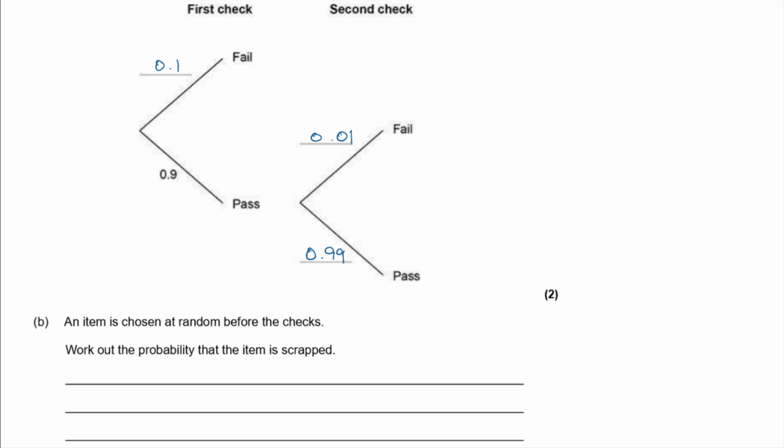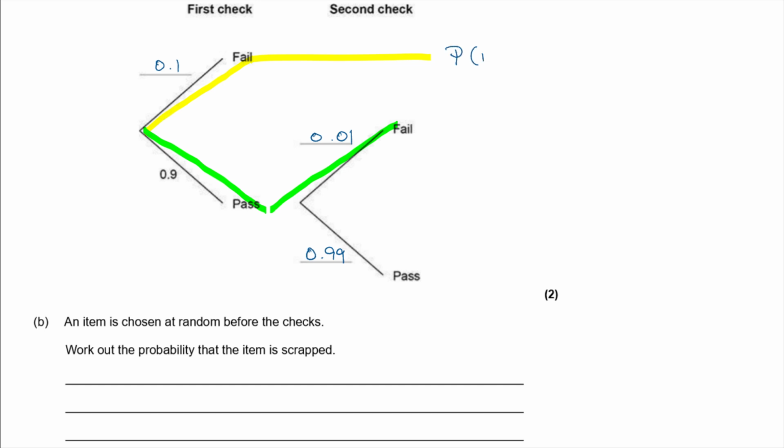Okay. Now actually there's 2 different routes that can happen here. Either it fails on the first selection, in which case it is then binned, and then alternatively it could pass the first inspection but fail the second one, and then it would be binned. Okay, so we need to work out those 2 probabilities and then add them together, because it's one or the other, and or in probability means add.